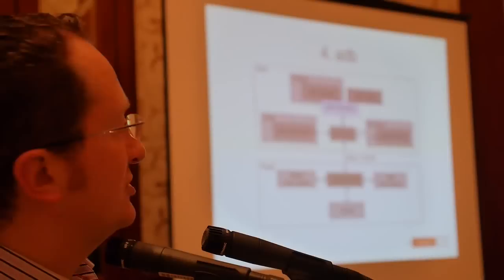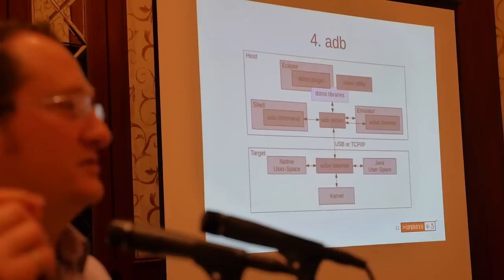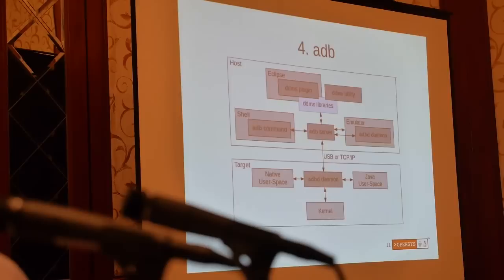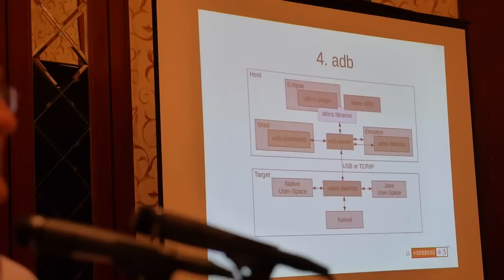And interestingly, the ADB server has a much richer command set than what the command line will tell you. So for example, if you want to grab a screenshot, you can do that with the DDMS tools in Eclipse, but you can't do that on the command line, right? The only difference is the command line doesn't actually expose that to you, all right? So there's nothing actually precluding you from running a shell script that talks to the ADB server directly if you wanted to.